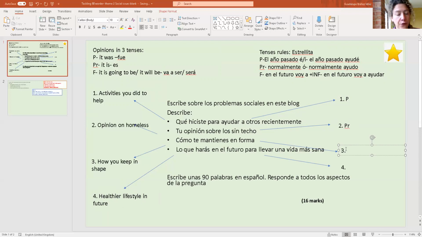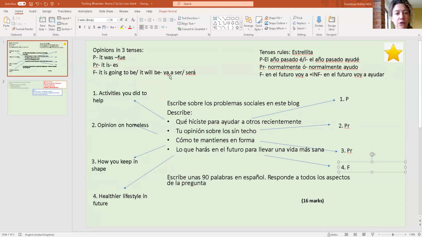¿Cómo te mantienes en forma? Again, that is not giving me any past or future references, so that is the present tense. And the very last one says lo que harás en el futuro, so obviously that is the future tense.